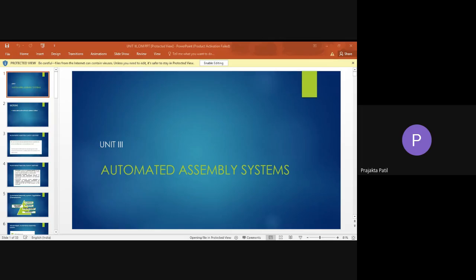So the overall size of an automated assembly system will be less if you compare it with the transfer lines. Okay, we have seen the production lines. Here it is, automated assembly systems and the transfer lines. Now we have seen the transfer lines earlier, the production lines, and now we are talking about the automated assembly lines. So let us try and understand how both are different from each other.